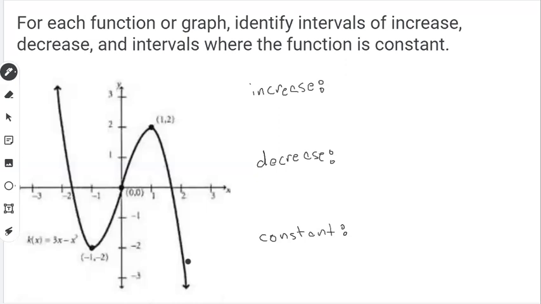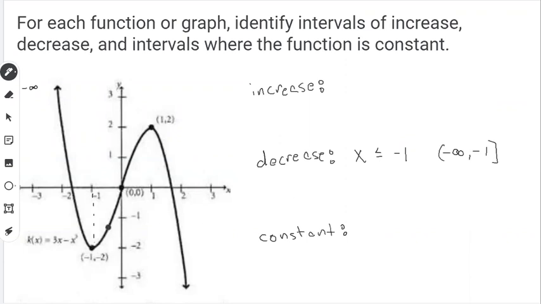So where is the function decreasing? It's decreasing from negative infinity to -1. So we can say x is less than or equal to -1. We can also write this as from negative infinity to -1. So on that interval, it's going to be decreasing.